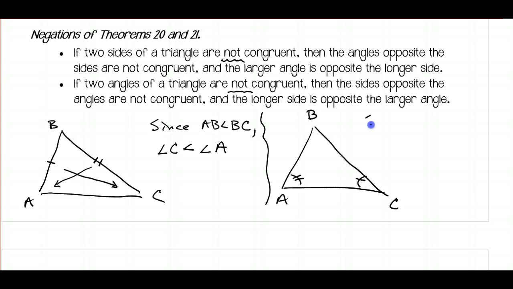So since angle C is less than angle A, the side opposite that one, AB, would be less than the side opposite the larger angle, BC.